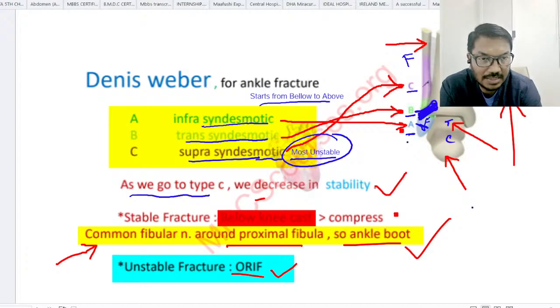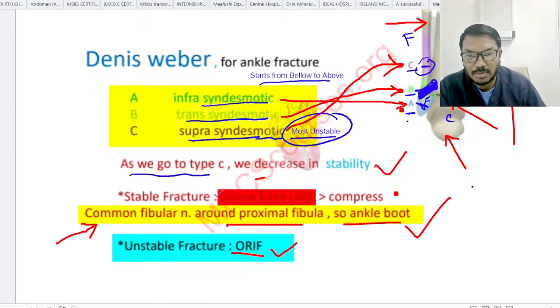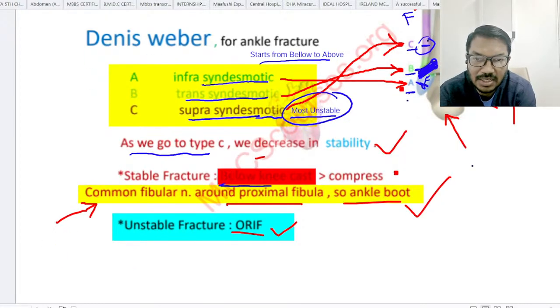But if it is at this level, with the plaster it will not stay, because when they walk there will be movement, so it will be displaced. For this type, if it is type C, then we have to open and do the internal fixation with plate and screw. So for a stable fracture, below knee cast is the treatment.